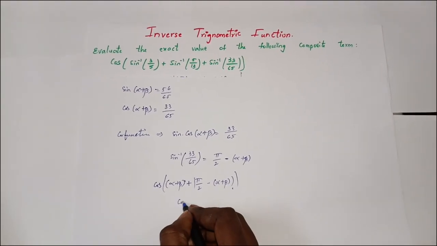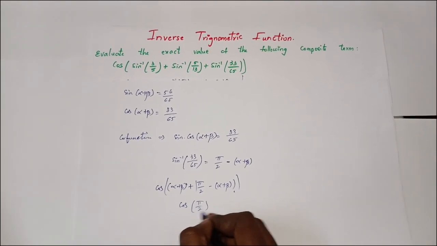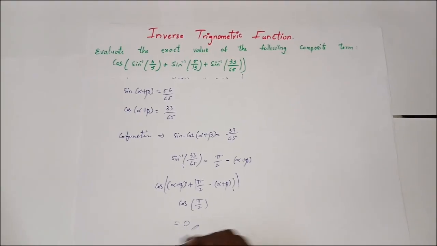What happens? Cos of pi by 2, that value is 0.